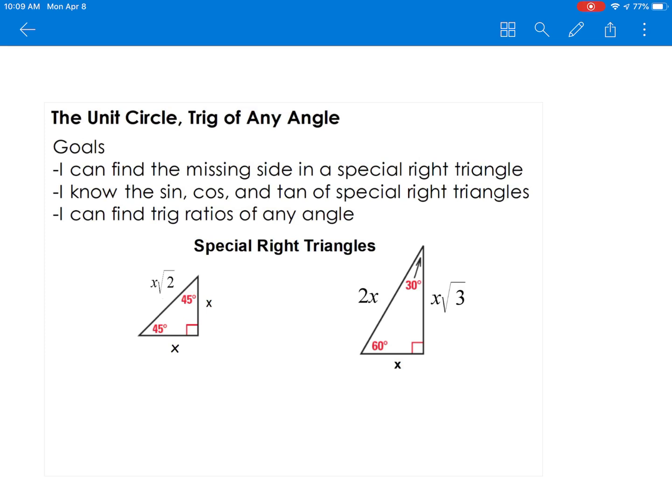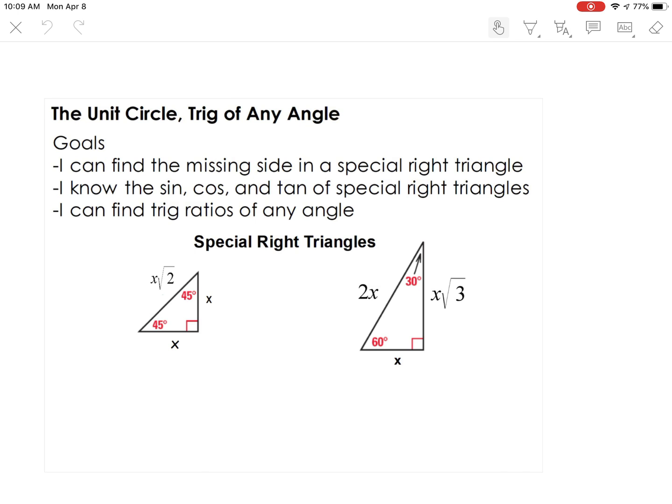Okay, the unit circle and trig of any angles. I can understand how to find the sides of a missing right triangle. I'll explain why the right triangles are so important here in a little bit. I know the sine, cosine, and tangent of special right triangles, again very important to know and remember. And I can find the trig ratio of any angle, even if it's not one of the special right triangle angles directly. So let's start this off by reviewing our special right triangle rules.